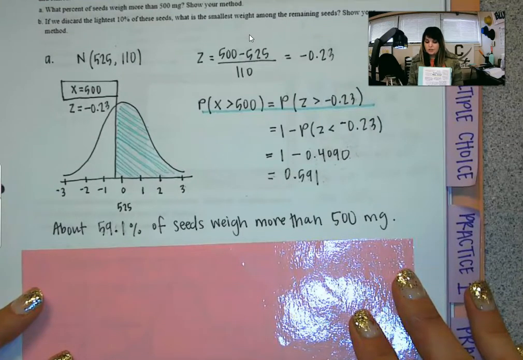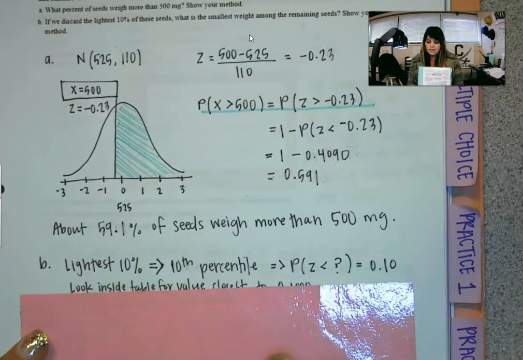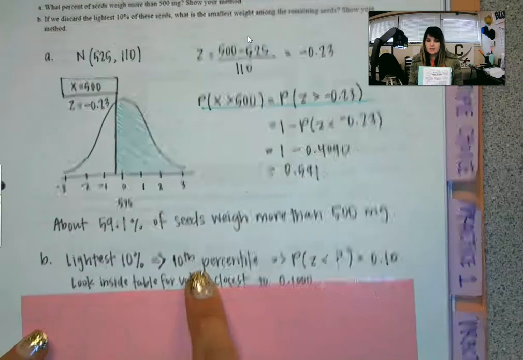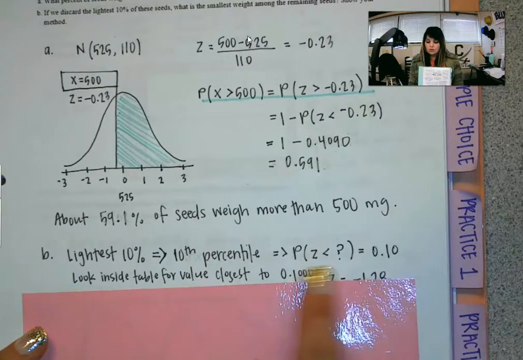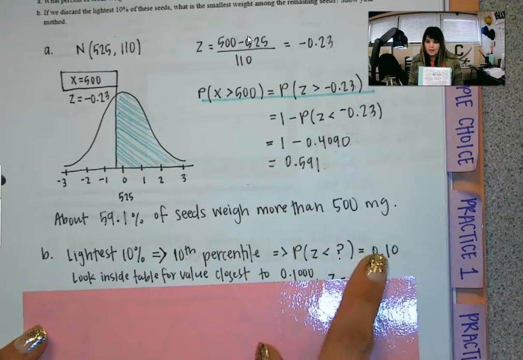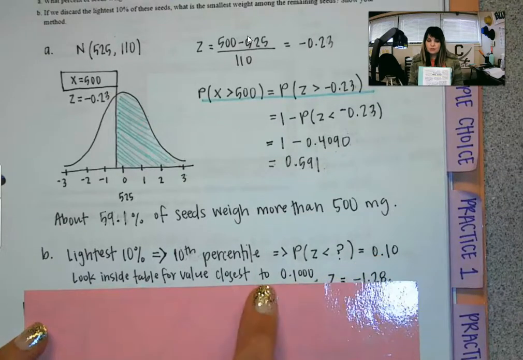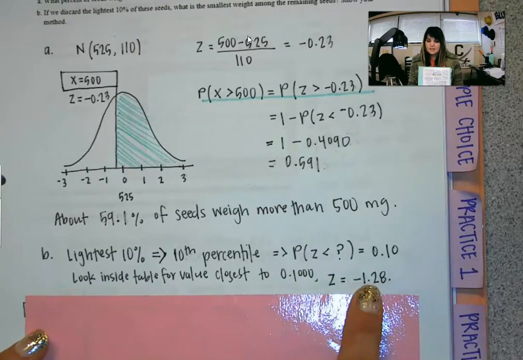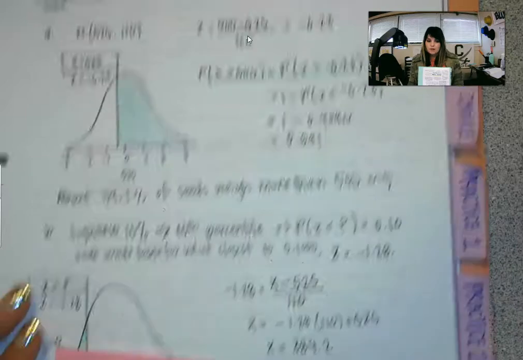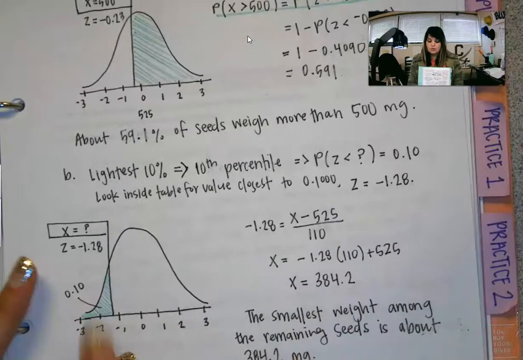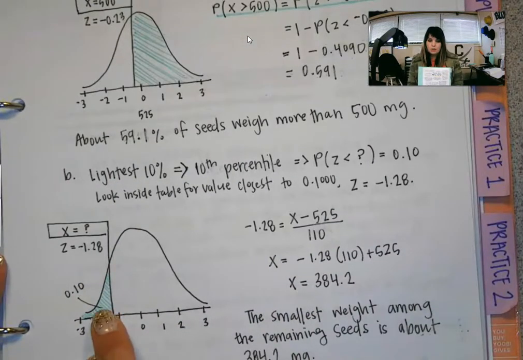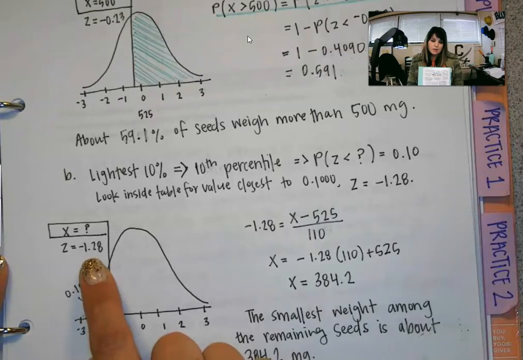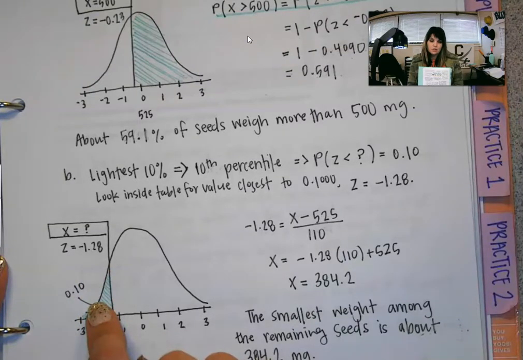Then if you discard the lightest 10%, what is the smallest weight? So in this case, the lightest 10% means the 10th percentile. So you are trying to find the Z-score that has 10% to the left of it. So you look inside the table for the value closest to 0.1000. That's a Z of negative 1.28. I have this drawn as a picture right here. So I'm showing that I know a Z-score of negative 1.28 has 10% of the data to the left.